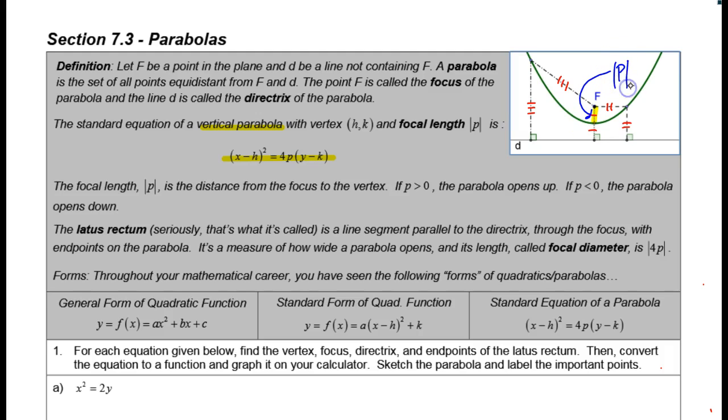Remember that if p is greater than 0, the parabola opens up. If p is less than 0, the parabola opens down. Okay, next thing we'll talk about is a part of the parabola known as the latus rectum. And yes, that's seriously what it's called. Let me go ahead and show you what that looks like in the picture. The latus rectum is a segment whose endpoints are on the parabola and parallel to the directrix, but through the focus. So that segment right there is the latus rectum.